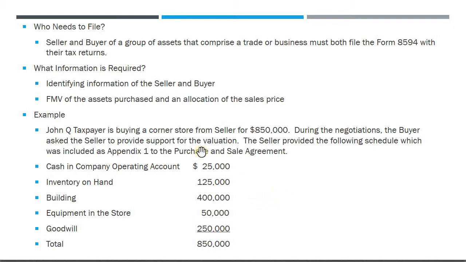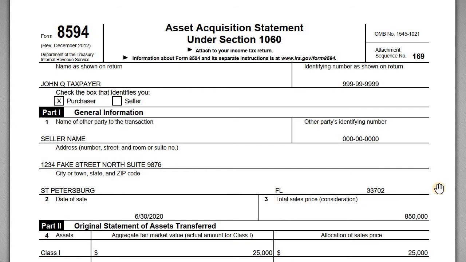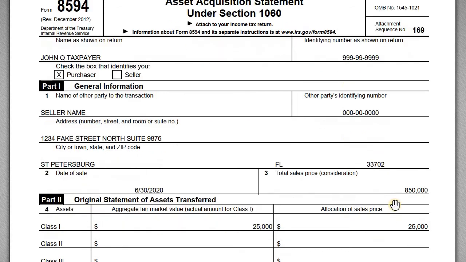Okay, so let's look at the actual form itself and see how these numbers get transferred over there. So this is the 8594, right? This one is being filed by John Q, so he's the buyer, right? So we check purchaser as the purchaser of the assets. John's social security number is up here, and then here's the information of the seller, right? So seller name, address, and then the seller's tax ID number. So obviously the seller, when they do their own 8594, the information will be switched, right? You'll have seller's information up here, and then John Q's taxpayer information will be down here.